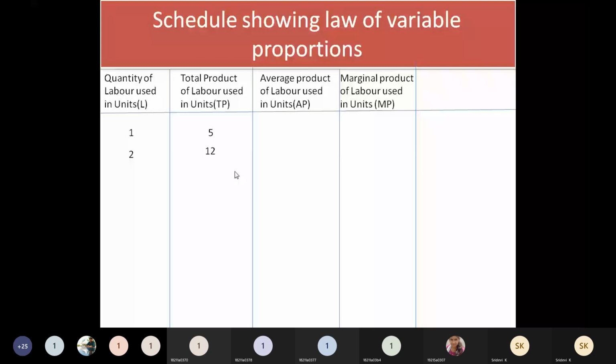And when you add one more labor, the output may be 24 total output. That means 3 combinedly produced 24 products. When you use the 4th person, the output may increase to 32. And when you use the 5th one, 40 production. The 6th one, it is increased to 42. And when it is the 7th one, see here, at this stage, the production started decreasing.